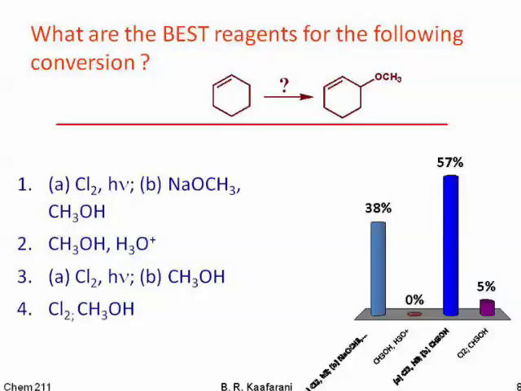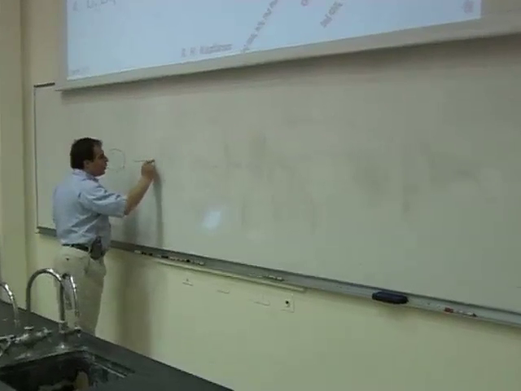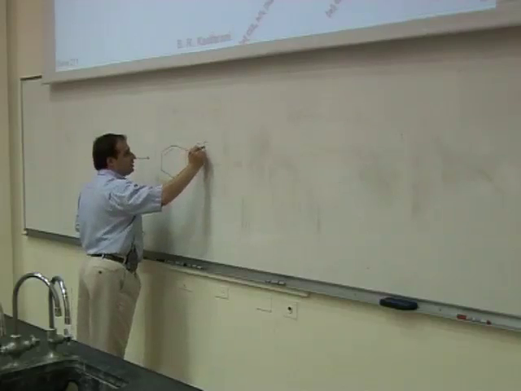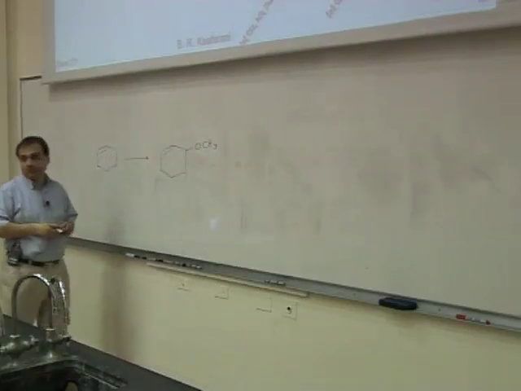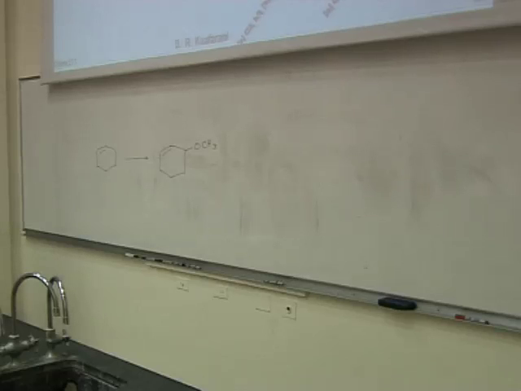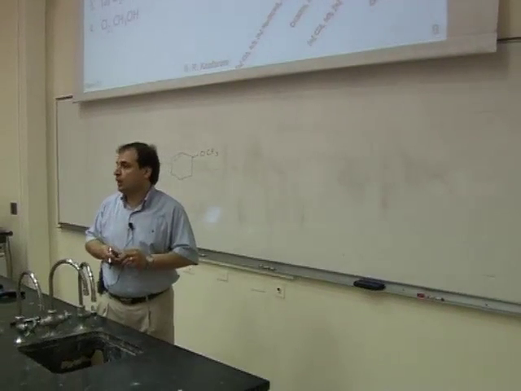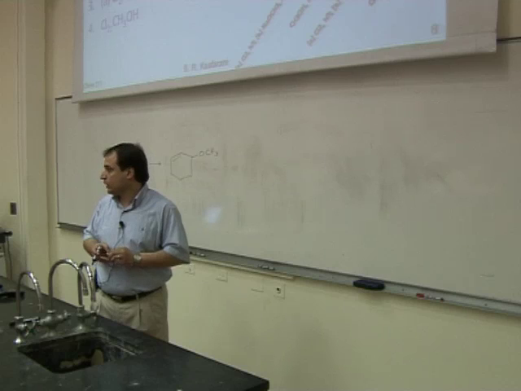So we have 38% answered 1, 57% answered 3, and 5% answered 4. Before I give you the correct answer, let's go over the question. So we have cyclohexene. And we want to go into 3-methoxycyclohexene. Let's go over the choices that we have. Choice number 1, cyclohexene with chlorine and light. What kind of product do you get?